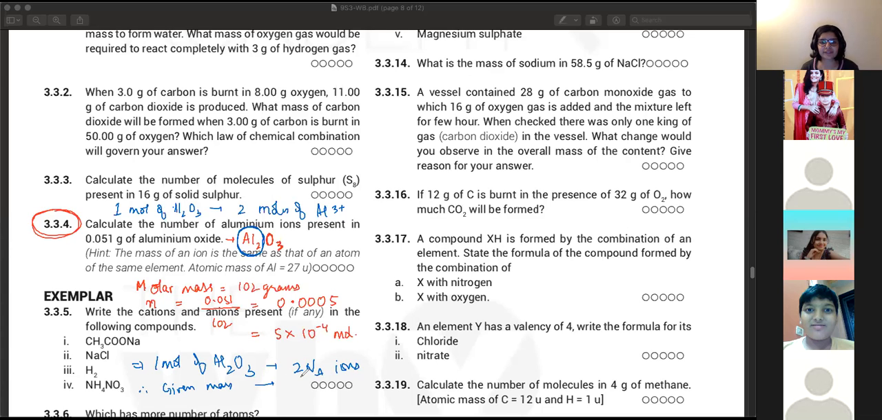Very good. So 1 mole contains 2 into Avogadro number of ions. In this much mass, you've got these many moles. So 5 into 10 power minus 4 moles contains this into 2 Na ions of Al3 plus. Let me just do it on the whiteboard. I think that would be much clearer.